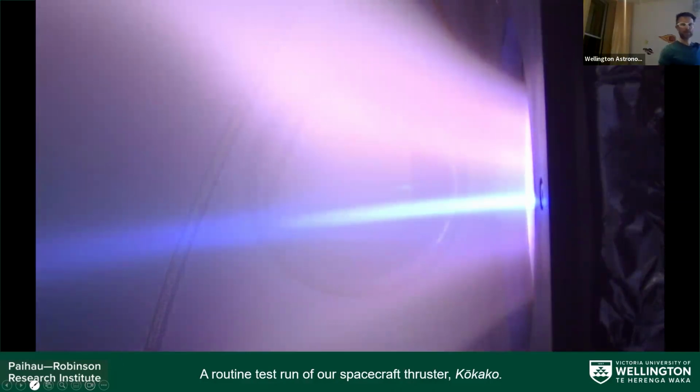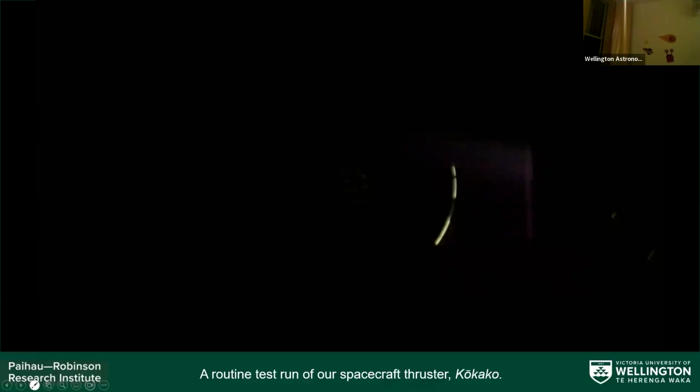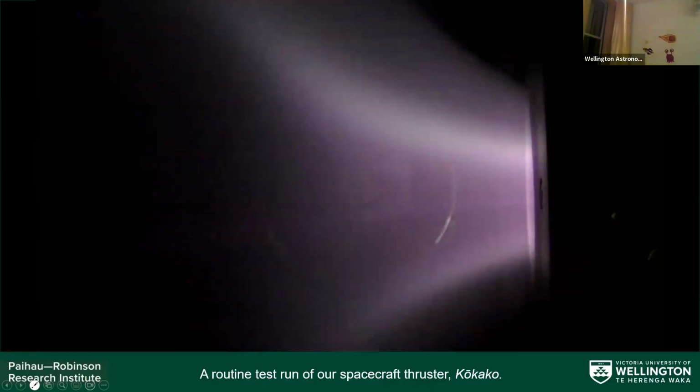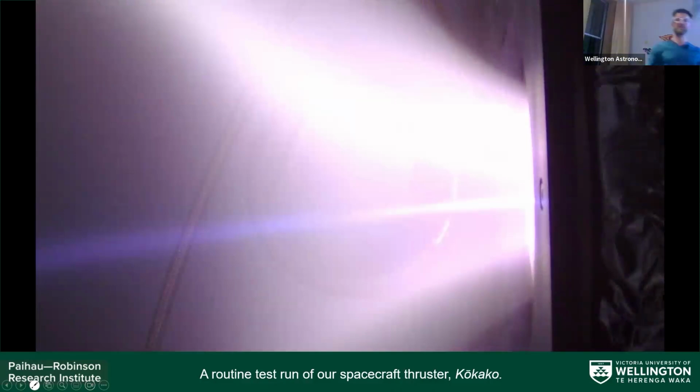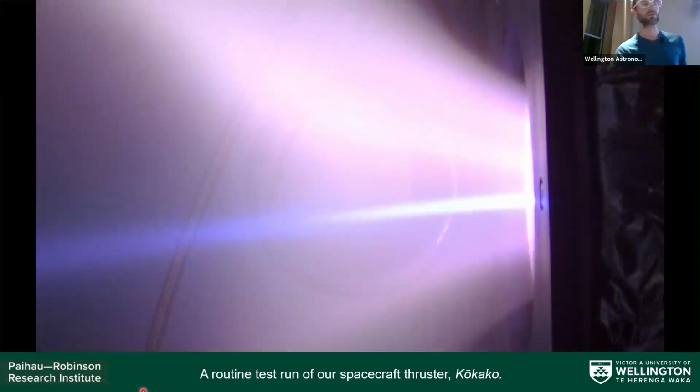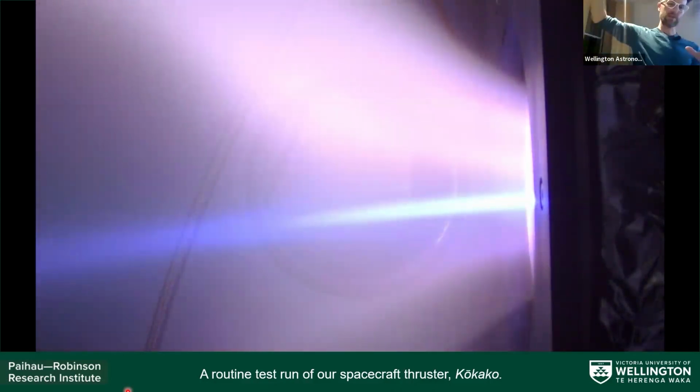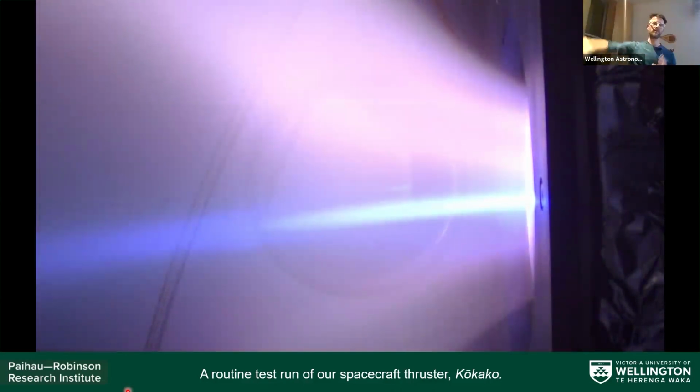You can see, well, okay, what can you see? So what we do is we feed in a gas called argon. We zap it with some electricity to ionize it. And then we use electromagnetic fields to accelerate it out of the thruster in this direction. That pushes our thruster. We measure how much force this generates, but you put this on a spacecraft and it very efficiently pushes your spacecraft along.